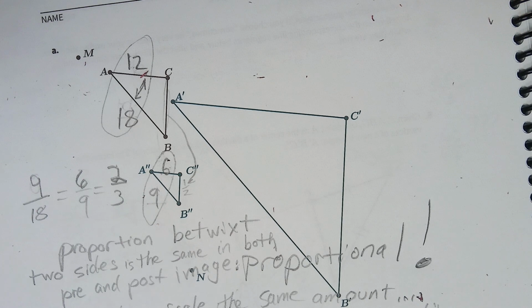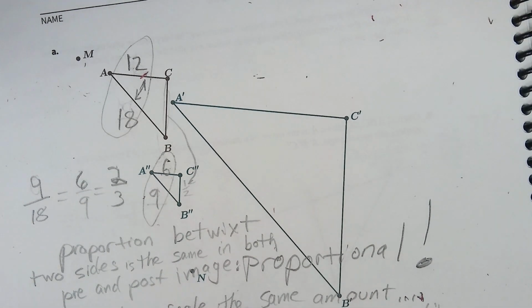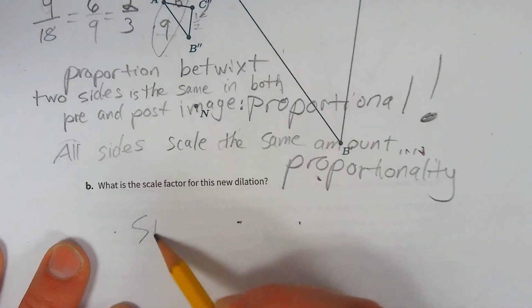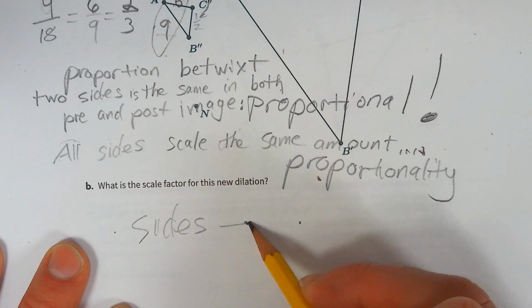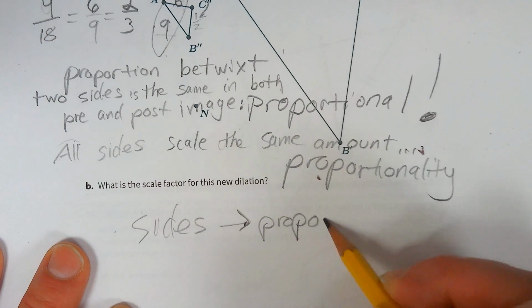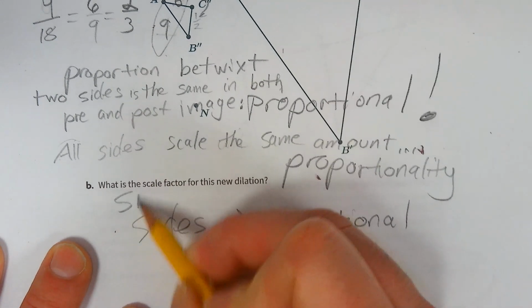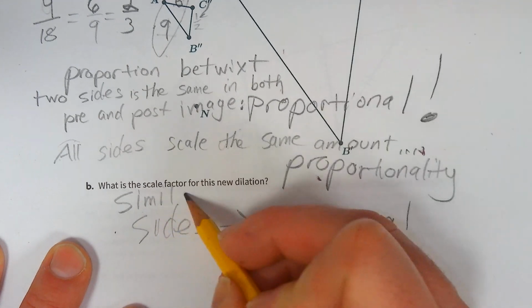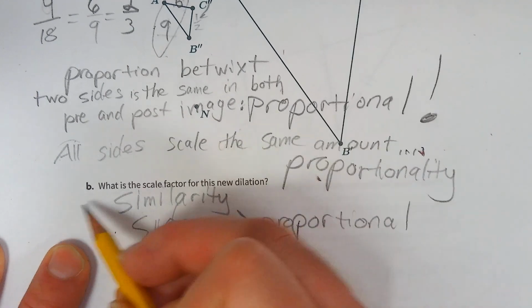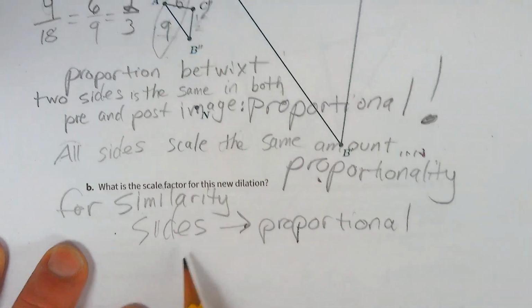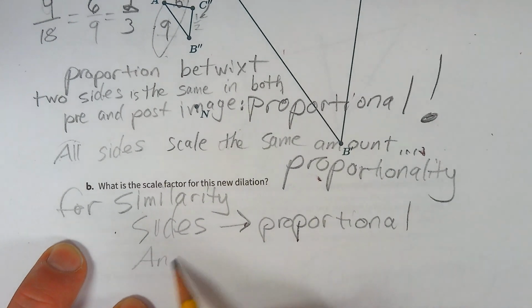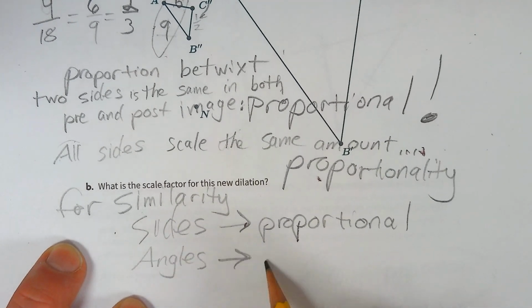But what about those angles? They have to stay the same too, right? The angles have to be congruent. Sides have to be proportional. Sides must be proportional. This is for similarity. Sides must be proportional. Angles congruent.